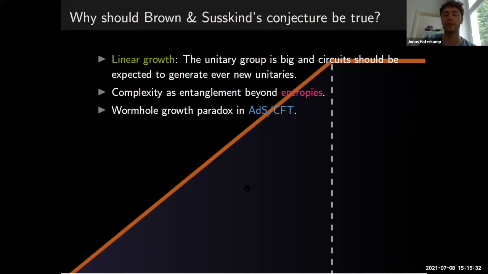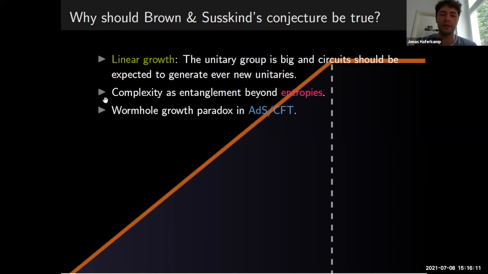Then a third point where many people believe in linear growth is something that I think many people in the audience know much more about than I do, but it was definitely part of the original motivation that led to this conjecture. And it's the so-called wormhole growth paradox in the AdS/CFT correspondence. Here, you have the AdS/CFT correspondence, which is this conjectured dictionary between quantities in gravity or in anti-de Sitter space on the one hand, and on the other hand, conformal field theory, which is a quantum theory on the boundary.